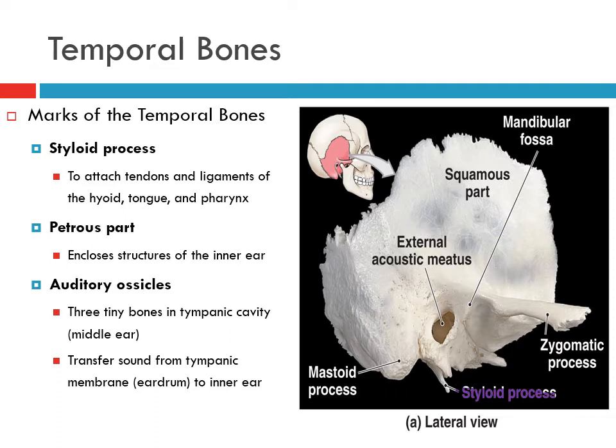The petrous part of the temporal bone is on the inside of the temporal bone, so it's inside the skull, and it encloses the structures of the inner ear. And the auditory ossicles are the little bones within the middle ear that convey sound. So they transfer sound from the tympanic membrane, which is the eardrum, into the inner ear. You have 3 of them. They are called the malleus, the incus, and the stapes. And you're going to learn more about those week 1 of AMP2 when you learn special senses.